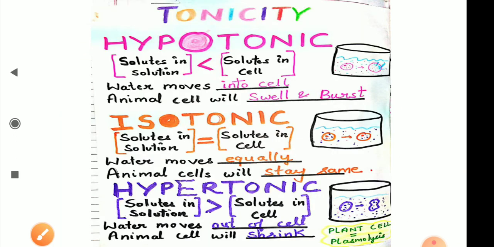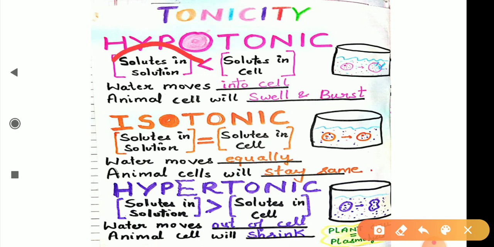Now we are going to discuss this. This is just a kind of mind map to learn this particular concept. You can just see hypotonic. So what is a hypotonic solution? Where the solutes in the solution are less than the solutes in the cell.